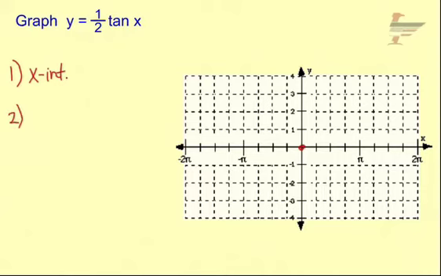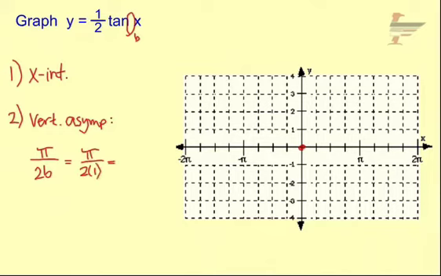The next thing we need are those vertical asymptotes. And we find the vertical asymptotes by doing pi divided by 2b. Our b value is what number is in front of the x, which in this case is just a 1. So pi over 2 times 1, or just pi over 2.